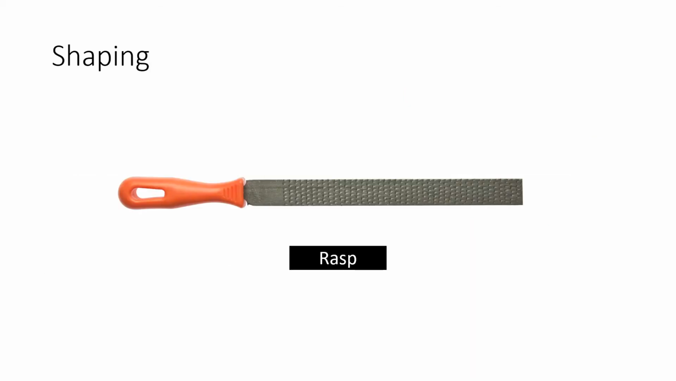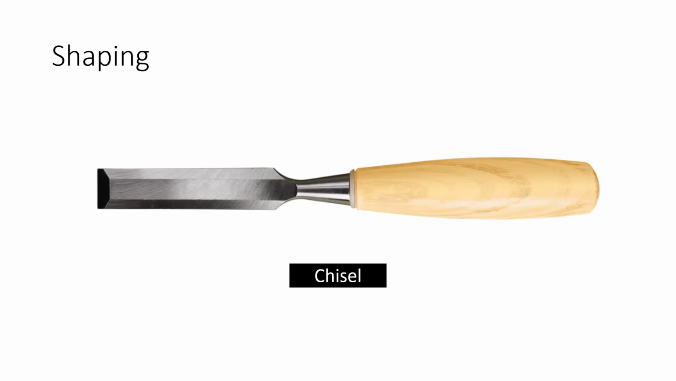Shaping. A rasp is used to shape wood. Chisels are used to shape wood, but they can also be used to make joints.